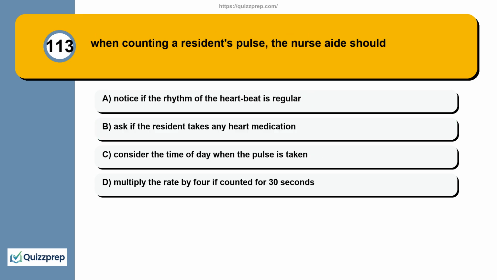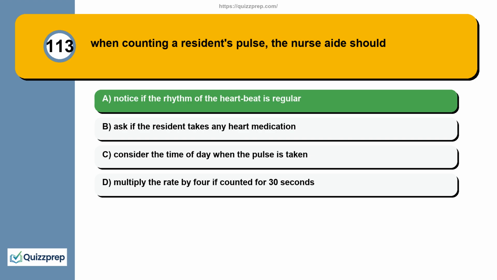Question 113. When counting a resident's pulse, the nurse aide should: Option A, notice if the rhythm of the heartbeat is regular. Option B, ask if the resident takes any heart medication. Option C, consider the time of day when the pulse is taken. Option D, multiply the rate by 4 if counted for 30 seconds. The correct answer is option A, notice if the rhythm of the heartbeat is regular.